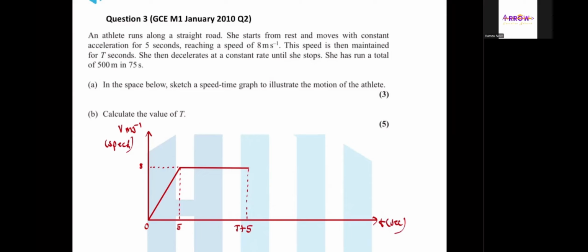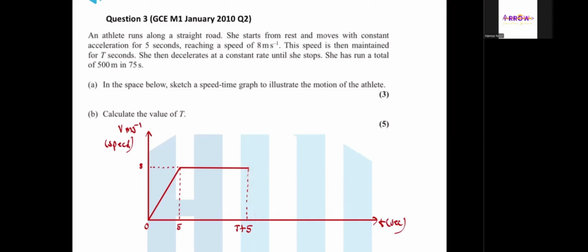Okay. And the fact is that in the last stage of the journey, the athlete will gradually decelerate and she will reach the finish line of the race. And she will take more time to decelerate as compared to the time she took for the acceleration part of the journey. Unless the athlete is injured and has to stop immediately. In that case, the line would be much steeper, right?